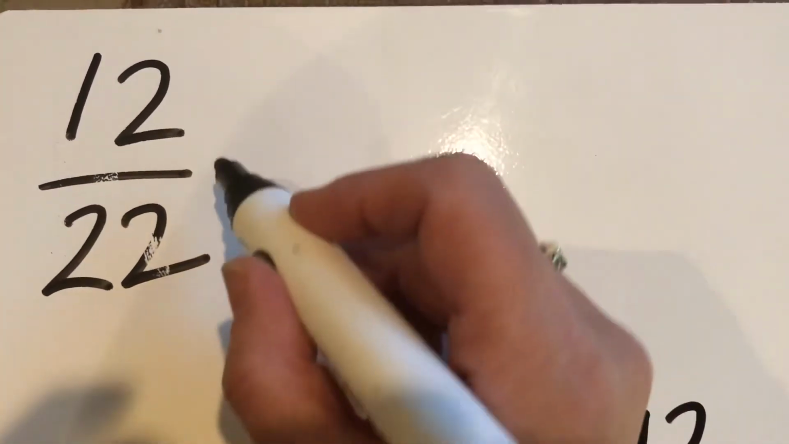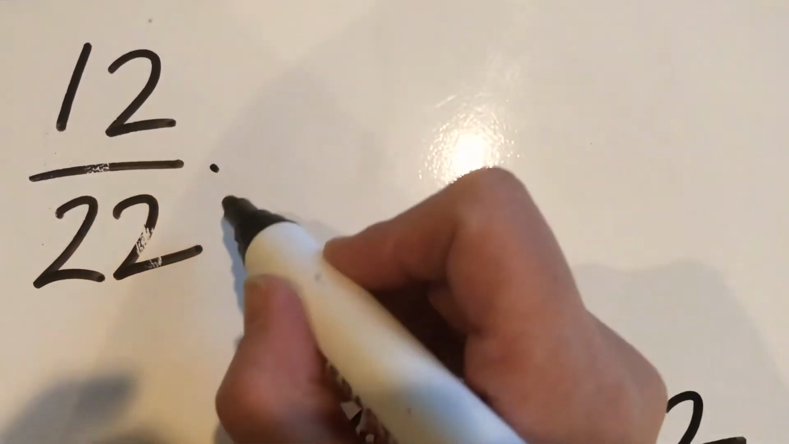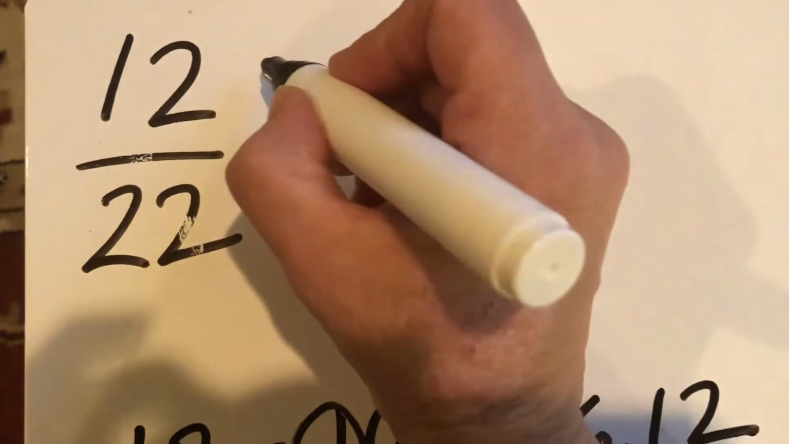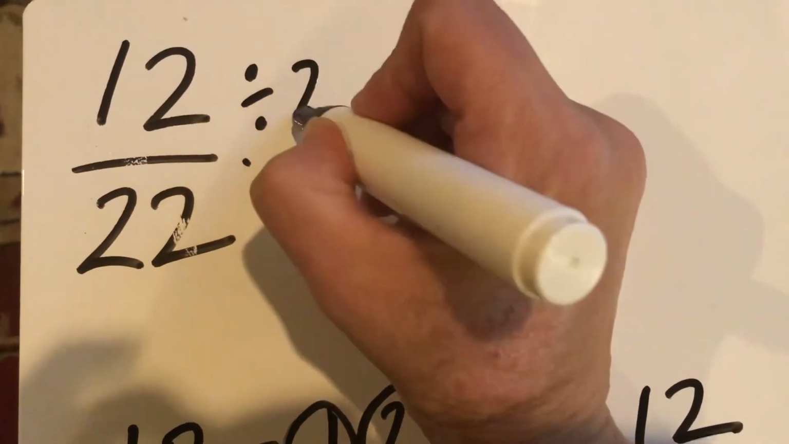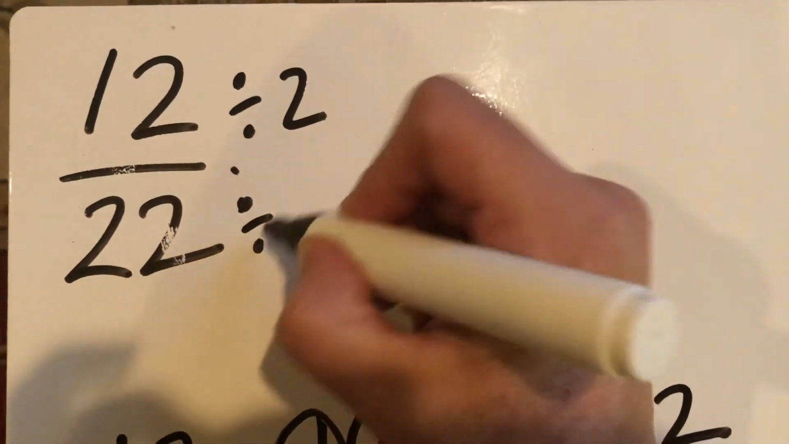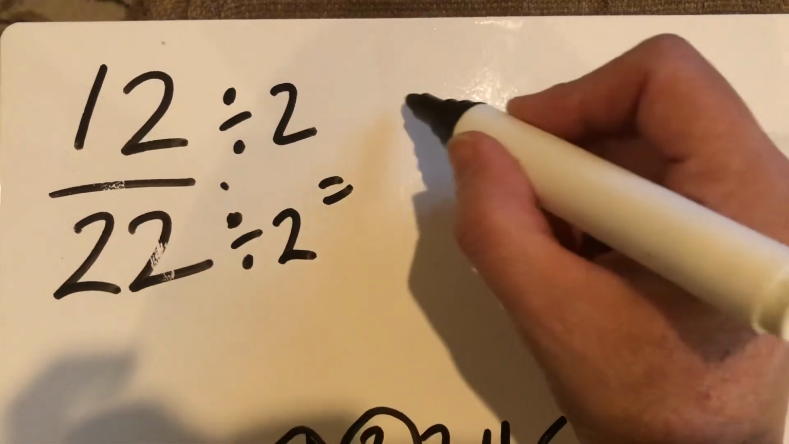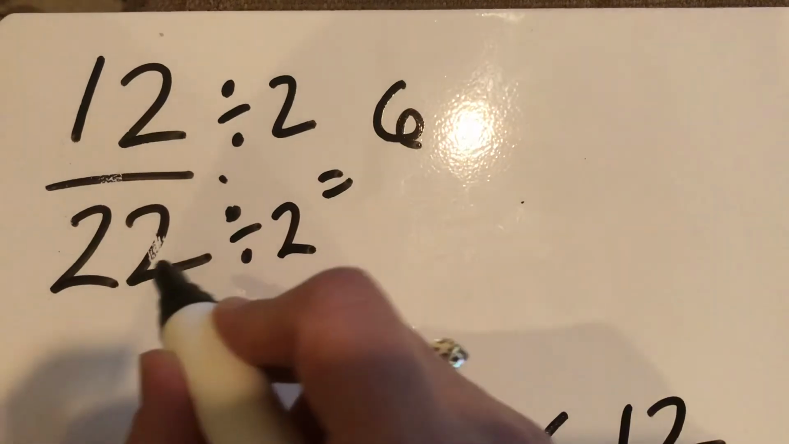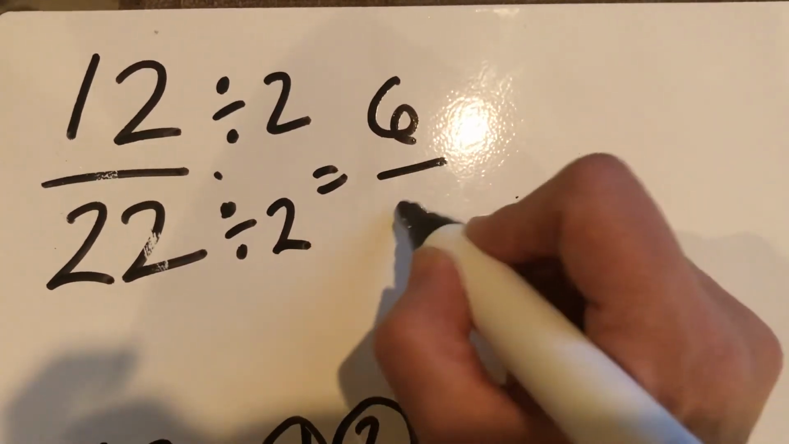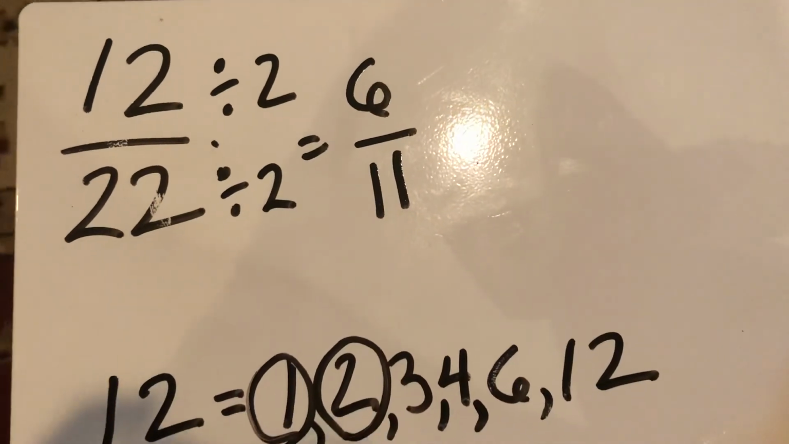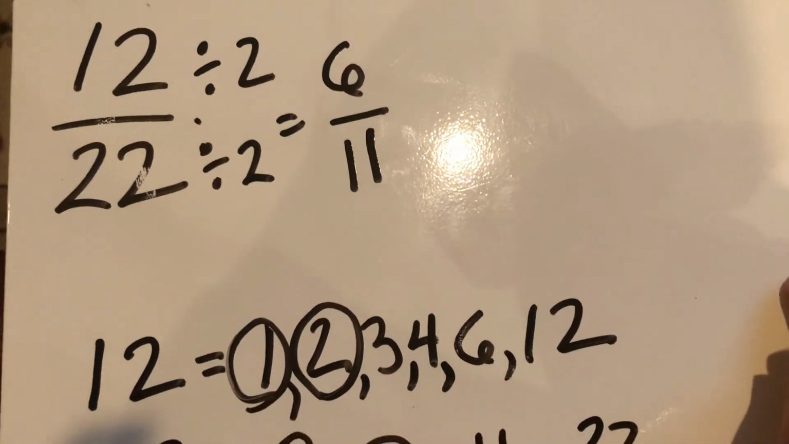So I decide that the greatest common factor is 2. And so I'm going to divide the numerator by 2 and the denominator by 2. When I divide the numerator by 2, I get 6. When I divide the denominator by 2, I get 11. And that is the simplest form for 12/22.